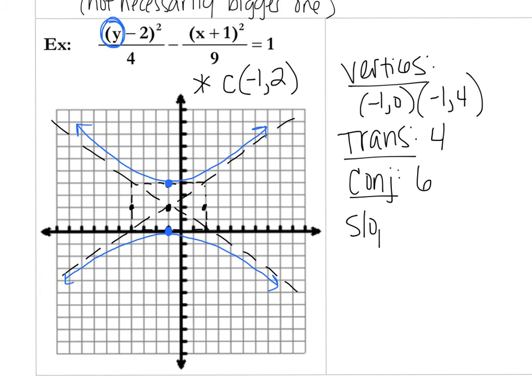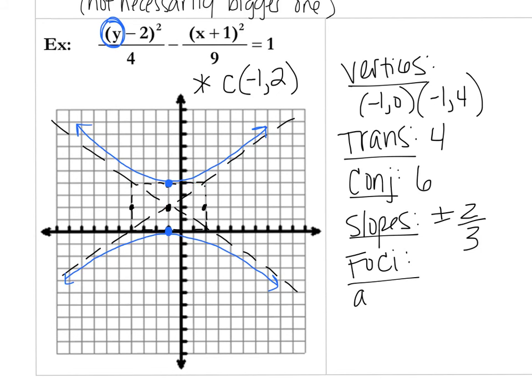Let's do the slopes of the asymptotes. So again, you're starting at the center of the box and you're counting up 2 and right 3. You're also going up 2 and left 3. So that is plus or minus 2/3. That's the slopes of the asymptotes. The only other thing we have to do, you guys, is find the foci. And then we'll use some common sense to figure out those ordered pairs.